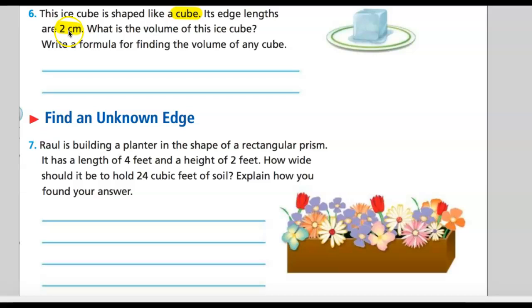So if you know that one of them is 2, what should your formula be? So it's 2 times 2 times 2, and excuse me, I put cubic by accident. Cubic's fine, excuse me, not units, I mean. Cubic centimeters, because they gave me the measurement. So 2 times 2 is 4. 4 times 2 is 8. So that's how you solve it.